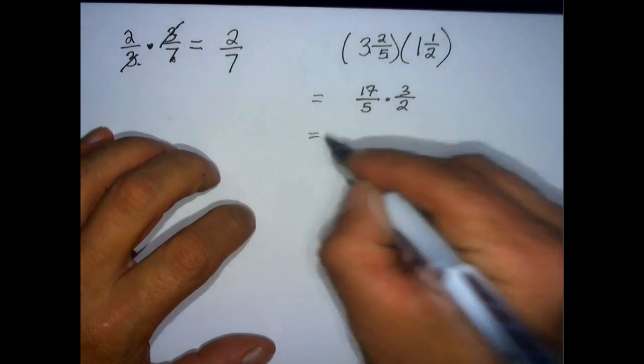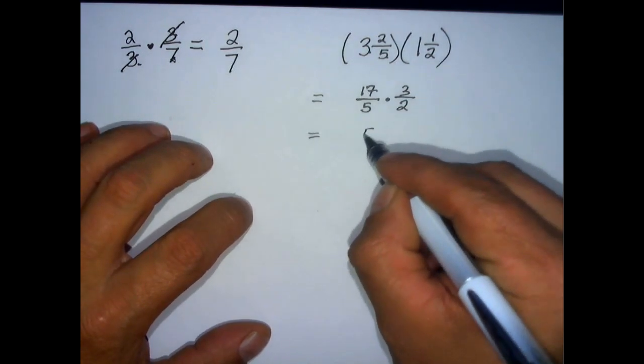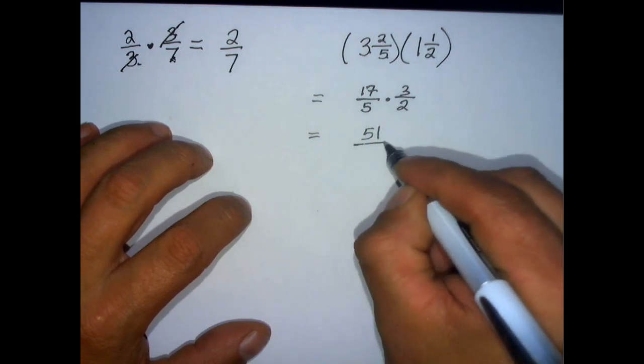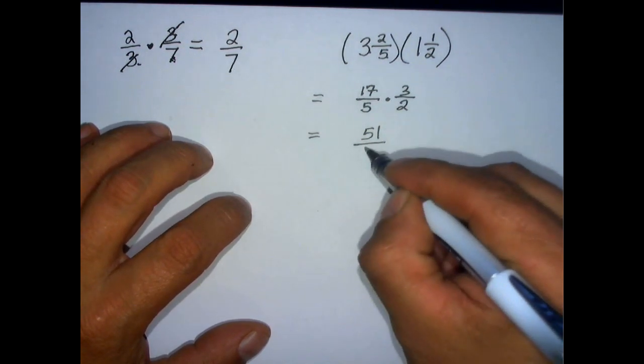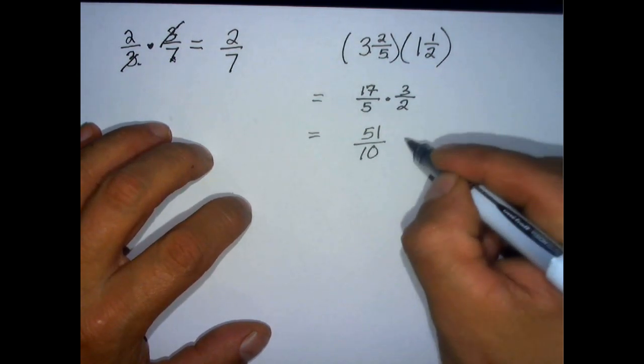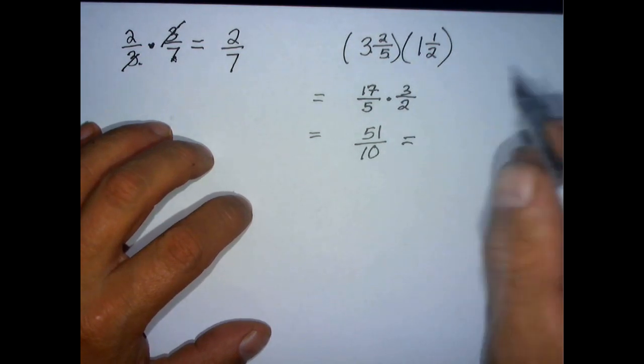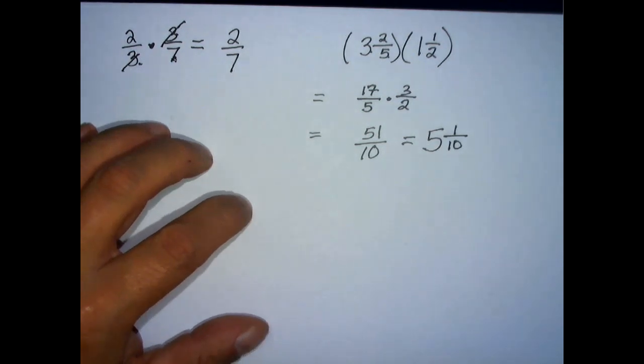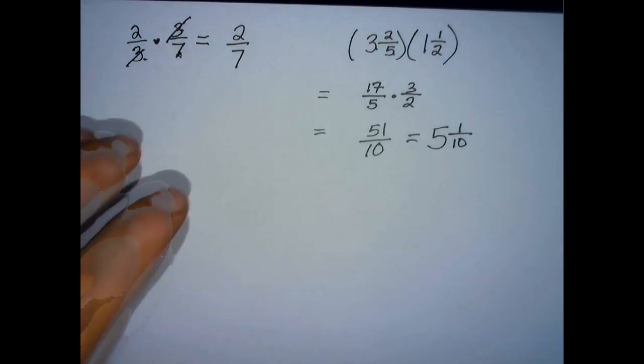Okay, so 17 times 3 is 51. And 5 times 2 is 10. Okay, so let's go back to a mixed number. 10 goes into 51 5 times with a 1 remainder. And let me write that out.